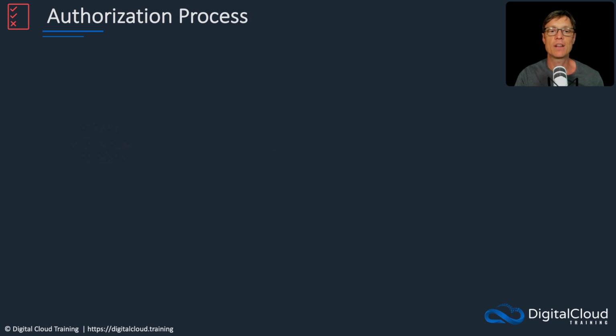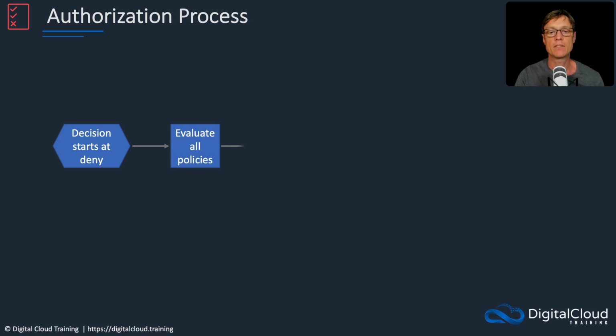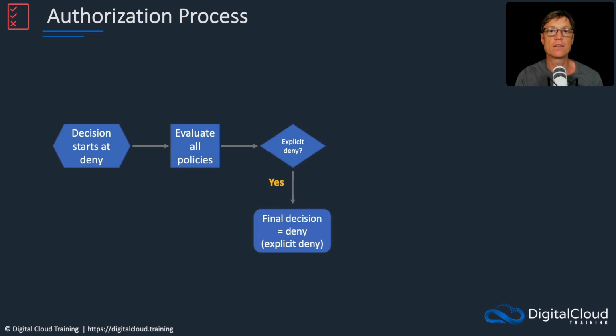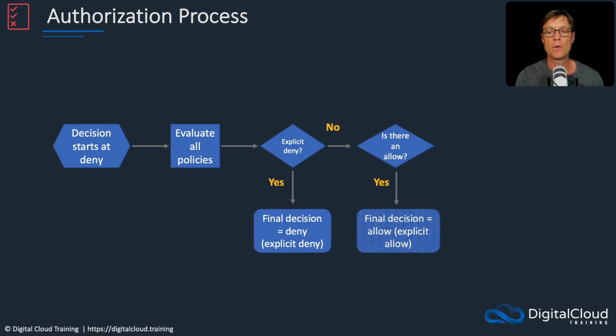It's important to understand the authorization process, so let's work through the logic. The decision will always start at a deny, and then it evaluates the policies and looks for explicit denies. If there is an explicit deny, then that's the end. The final decision is deny. Next, if there isn't an explicit deny, we look for any allows. If there is an allow, then the decision is to allow. That's an explicit allow. If there isn't one, then the decision is deny.